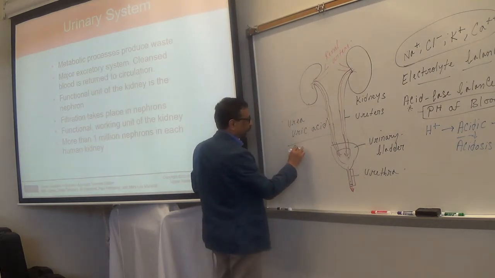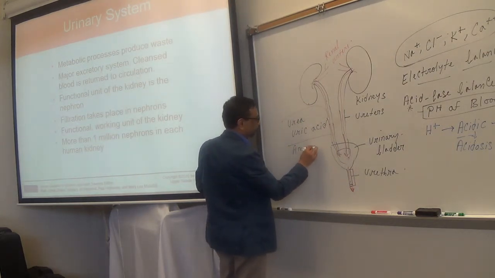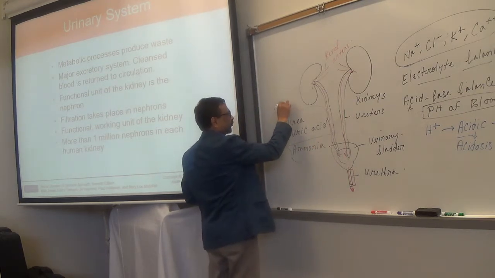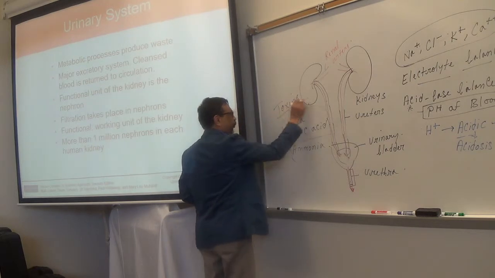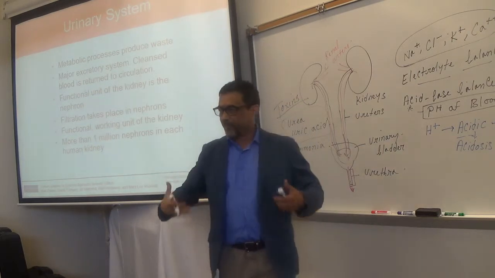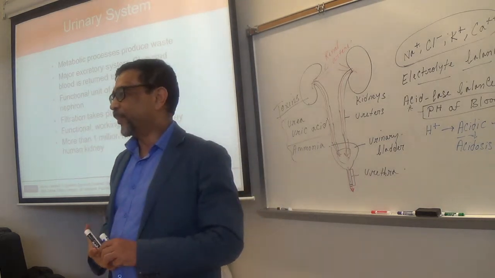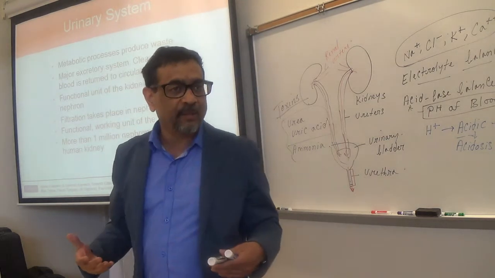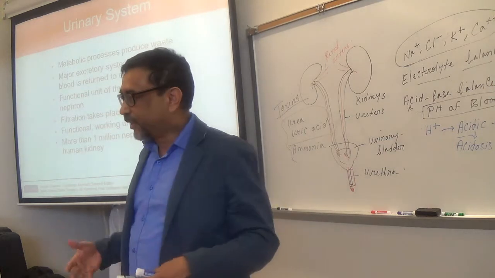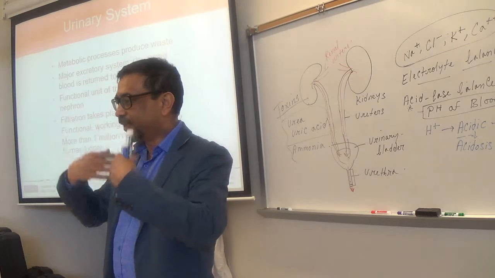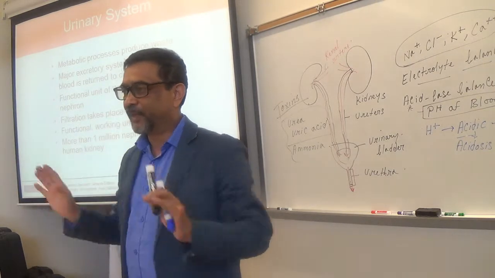Ammonia. So these toxins are continuously produced in the body because these are metabolic toxins. And metabolism is happening all the time, right? So these toxic chemicals are being produced all the time, right? So kidneys are continuously excreting them, removing them.